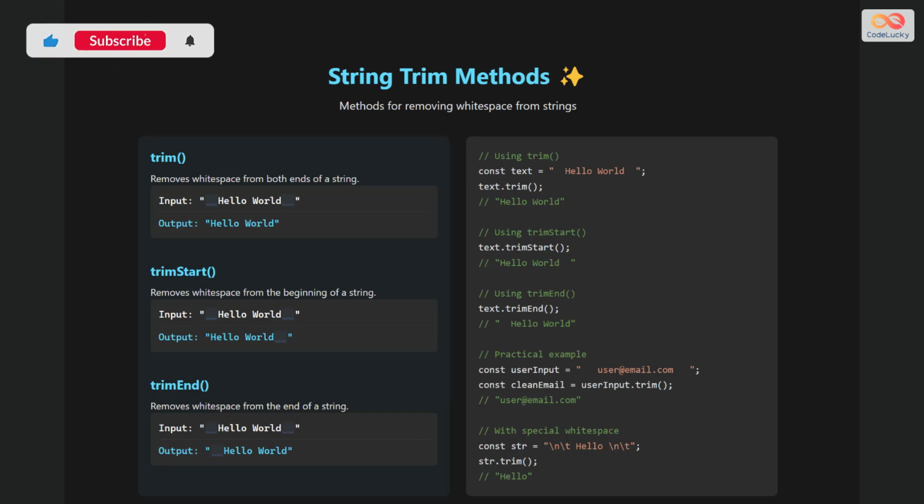Next up are the string trim methods, which are used to remove whitespace from strings. The trim method removes whitespace from both the beginning and end of a string. The trimStart method removes whitespace from only the beginning of the string. Similarly, the trimEnd method removes whitespace from only the end of the string. These methods are quite useful for cleaning user input and ensuring consistent string formatting.